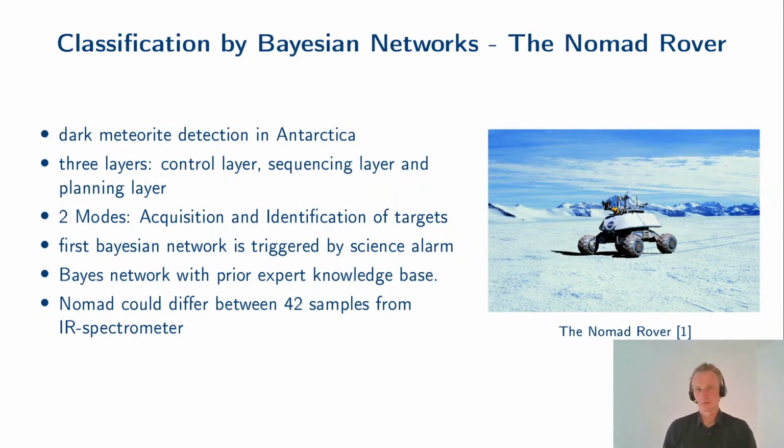Nomad could differentiate between 42 samples from infrared spectrometers, and if we compare this to the tasks Perseverance is solving today, this seems rather simple, since we are here talking about rocks on ice, and we're not having any dust. So we can see here the gap of more than 20 years between those rovers. Quite good, I think.